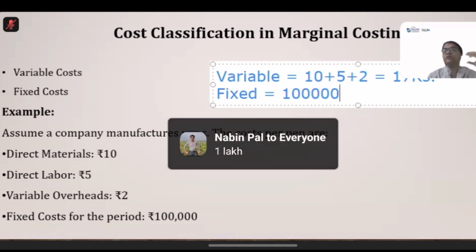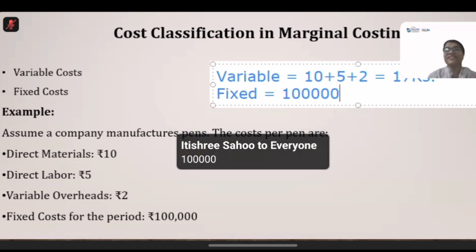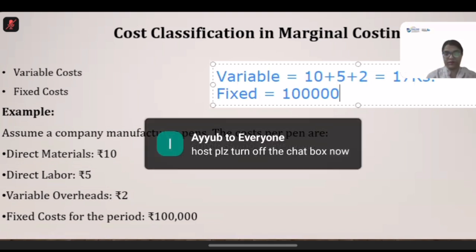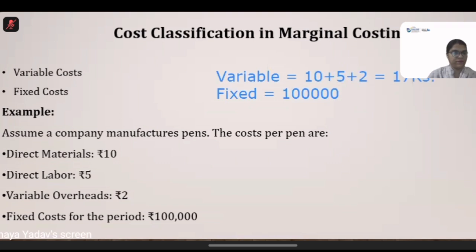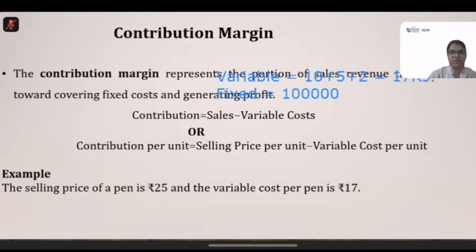So this is just a small example. How do you classify or how do you understand what is your total variable and your total fixed? Okay, so if something small like this comes in the exam for smaller marks, you can easily write it. Okay, fine. Then we'll move on to the next one.